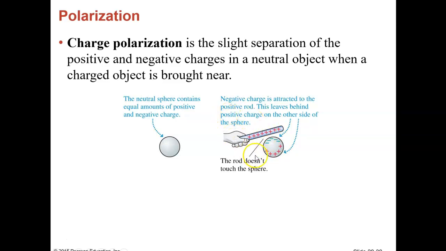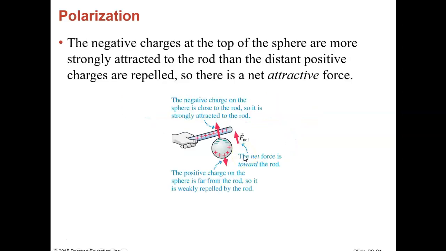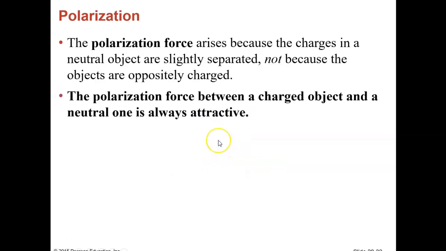When you take the rod away, the positive and negative charges go back to equilibrium and they balance out. But this polarization piece means, like it shows, a negative pole and a positive pole of this sphere. But it's a momentary thing. So there's a net attractive force, and the positive charges are repelling the like positive charges, and the negative charges are attracting. They're slightly separated.